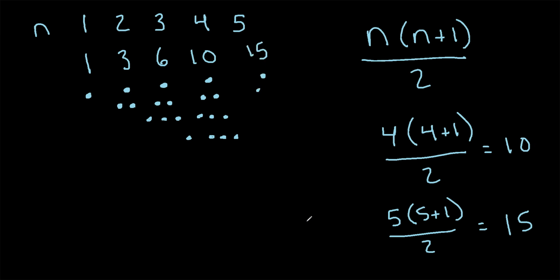And if we were to use little tiny dots to visualize 15, we will see that we can make another triangle using 15 dots. So it's another triangular number. So we can also use this formula to find any number that we'd like.